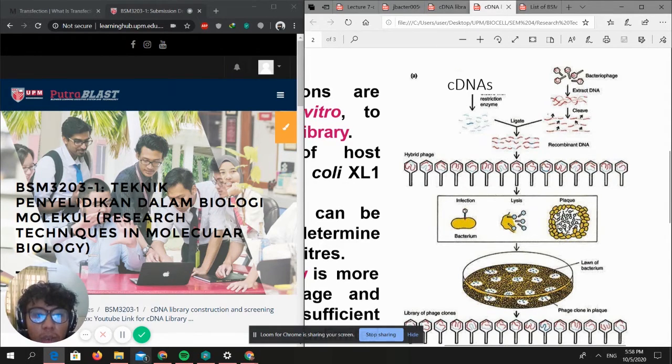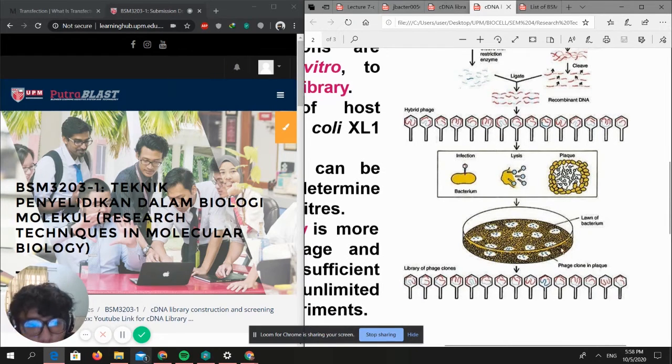If we look with our naked eye, we can see the plaque forming in the lawn of bacterium. This lawn of bacterium, which is full of bacteria, will have white or almost colorless spots produced on it. This indicates that the bacteria on the spot have already died because lysis happened.